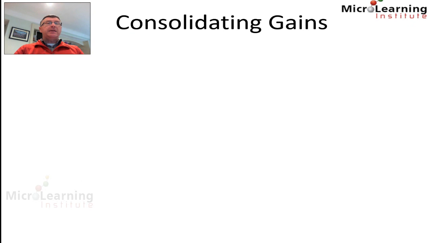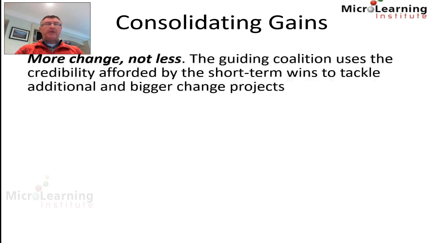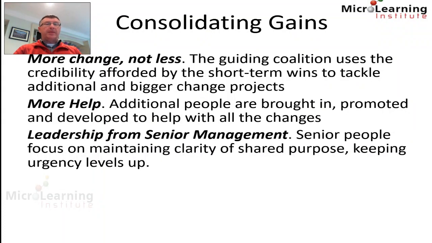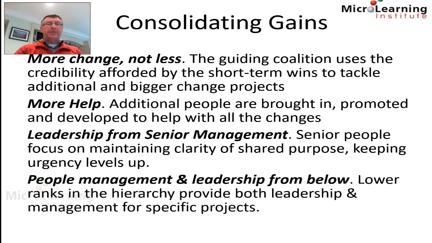Next, we need to consolidate the gains that are being made within the organization. So we need to consolidate the idea of continuing to change and not to reduce the level of change. The guiding coalition uses the credibility afforded by the short-term wins to tackle additional and bigger change projects. Additional people are brought in, promoted and developed to help with all of the changes. And senior people focus on maintaining clarity of shared purpose and keeping the urgency levels up. People management and leadership from below, so lower ranks in the hierarchy, provide both leadership and management for some specific projects.